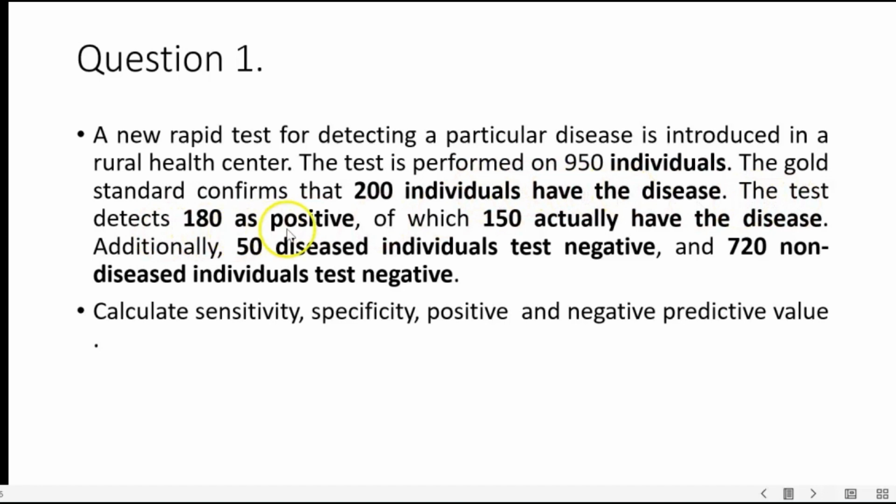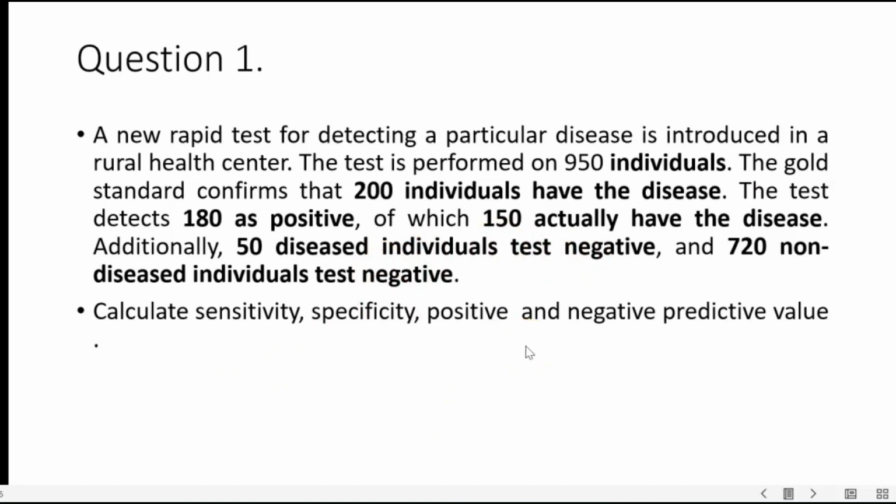The test detects 180 as positive, of which 150 actually have the disease. So this 180 is the total number of people who tested positive, out of which 150 actually have the disease. So 150 would be your A value. Additionally, 50 diseased individuals tested negative and 720 non-diseased individuals tested negative. So this number is non-diseased people who also tested negative. So these are true negative, and your D will be 720. So try to make a 2 by 2 table and calculate all the values.